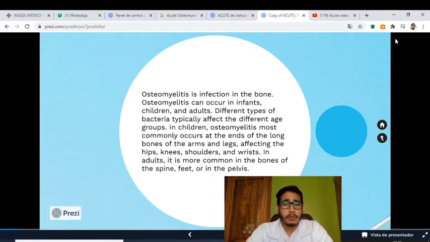In children, osteomyelitis most commonly occurs at the ends of the long bones of the arms and legs, affecting the hips, knees, shoulders, and wrists. In adults, it is more common in the bones of the spine, feet, or in the pelvis.